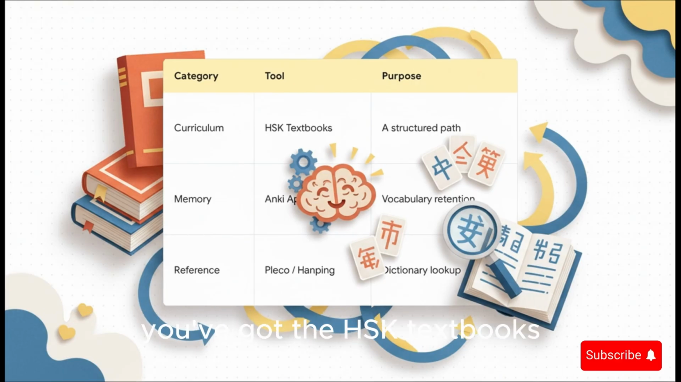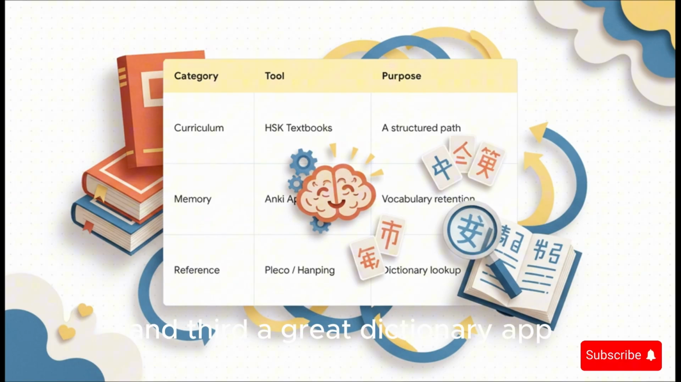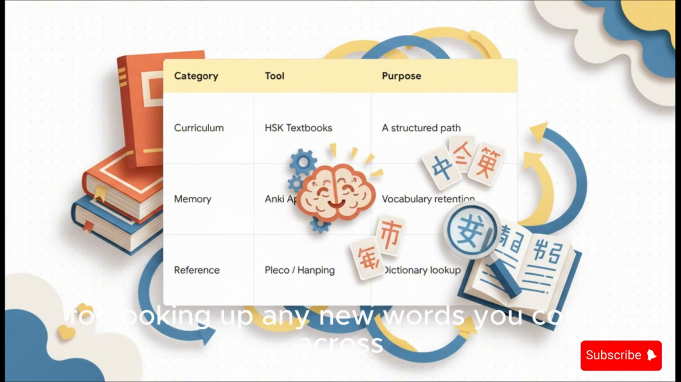First up, you've got the HSK textbooks. These are your curriculum, your structured path from A to B. Second, you have the Anki app, which is basically your memory powerhouse. It makes sure you don't forget what you learn. And third, a great dictionary app like Pleco or Hanping is your lifeline for looking up any new words you come across.